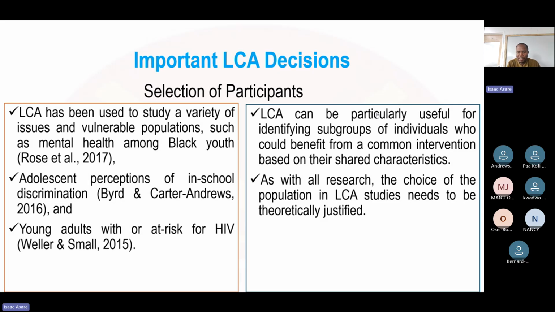It is very, very important. And let's take note that this LCA should be grounded in literature, with a strong theoretical foundation to back your study. You don't just wake up one day and say, oh, I'm using latent class analysis. It should be grounded in literature, based on a foundation.